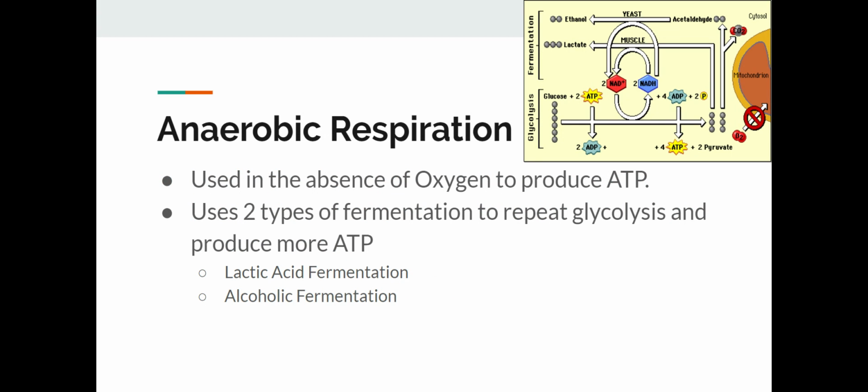Anaerobic respiration is used in the absence of oxygen to produce ATP. It uses two types of fermentation to repeat glycolysis and produce more ATP. Two types are lactic acid fermentation and alcoholic fermentation.